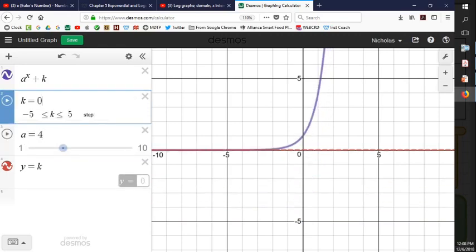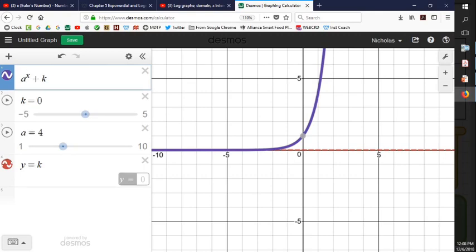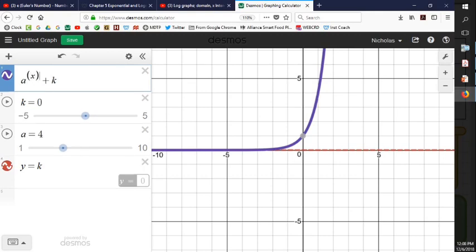So, what would a horizontal shift look like? Well, it would have to be stuff happening inside the exponent. So, if I were to subtract 2, what do you guys think is going to happen? Where is it going to shift our function if I subtract 2? Where did it shift? It shifted to the right.